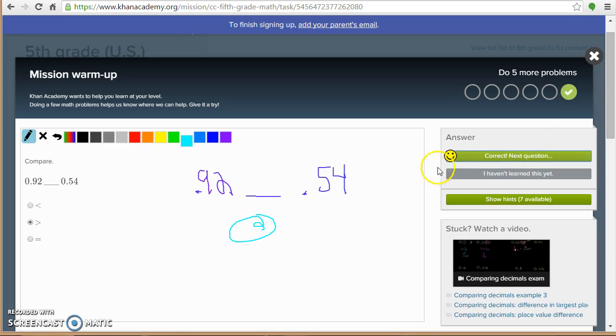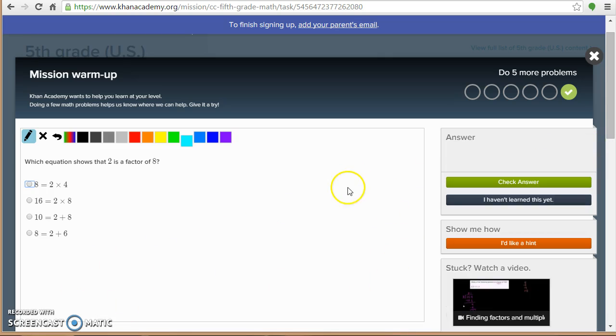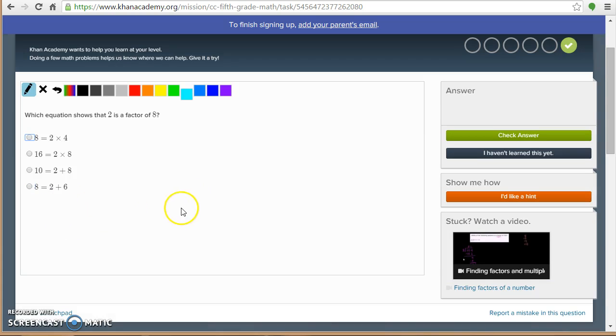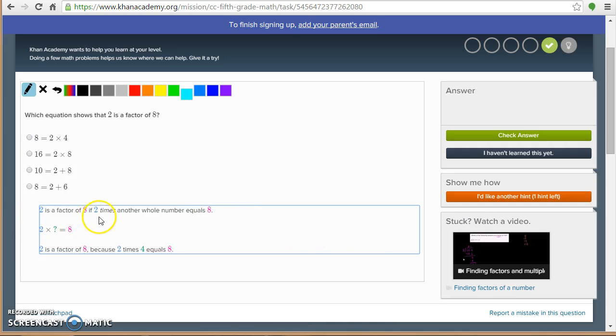Next question. When we get stuck, we're like, where do we go next? We click on this button again, and it's going to give us our next question. So now it's asking us which equation shows that 2 is a factor of 8. And again, we would go 8 equals 2 times 4, 16. We look at all of our possibilities. If we're not sure, and again, it's okay if we don't answer it correctly, but you might want to go over here and say, I'd like a hint. Show me what maybe can jiggle through some of those brain cells. 2 is a factor of 8 if 2 times another whole number equals 8.